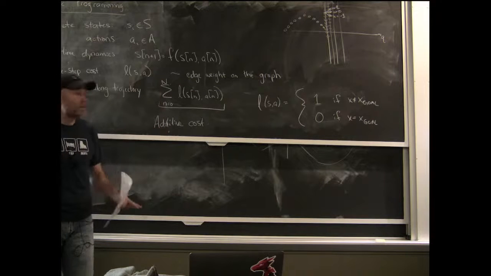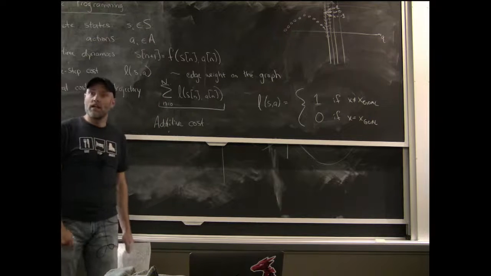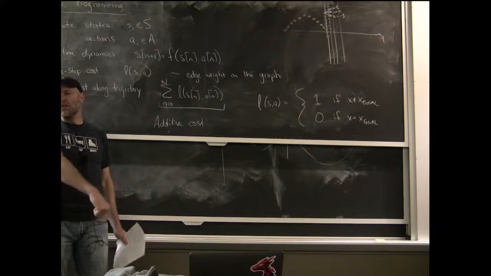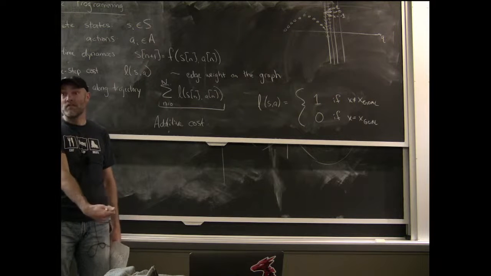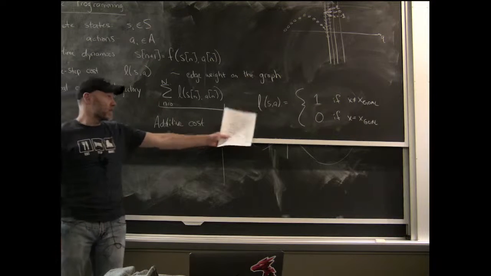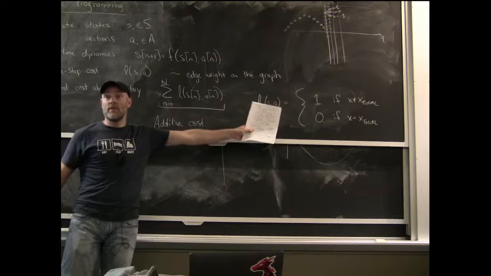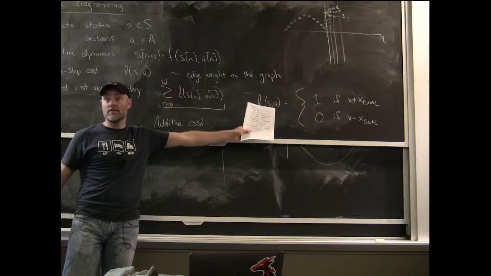But there's a richer version of that where I might say, I want to get to the goal, but I don't want to use too much control effort on the way there. And that's where you start writing more interesting versions of this additive cost.